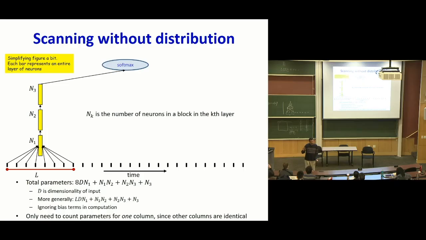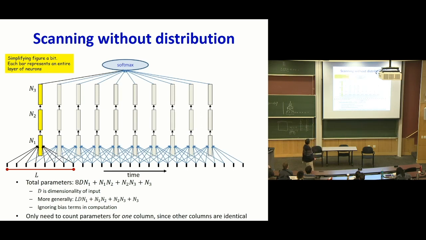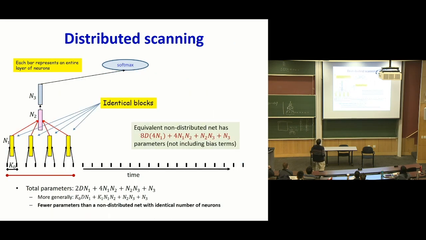You get the idea. Now, if I distribute it, what happens? So when I scan, it's basically the same column scanning through the entire network. So the number of parameters doesn't change because of the fact that I'm scanning. Now, if I begin distributing things, here's what happens.